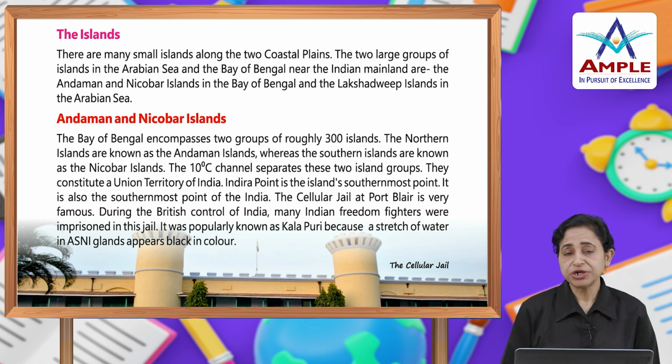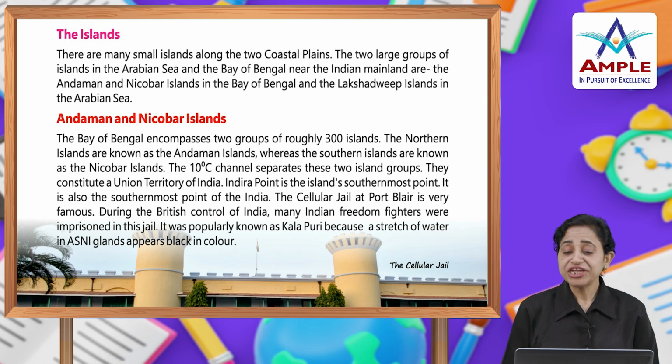The Andaman and Nicobar Islands in the Bay of Bengal encompass two groups of roughly 300 islands. The northern islands are known as the Andaman Islands, whereas the southern islands are known as the Nicobar Islands. The Ten Degree Channel separates these two island groups and they constitute a union territory of India. Indira Point is the islands' southernmost point. It is also the southernmost point of India.